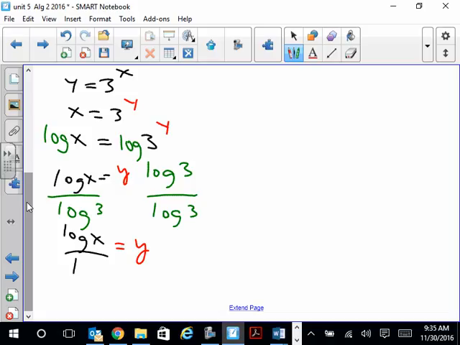Why is there a y in the middle? The red y between log x. Oh, did we put that there?